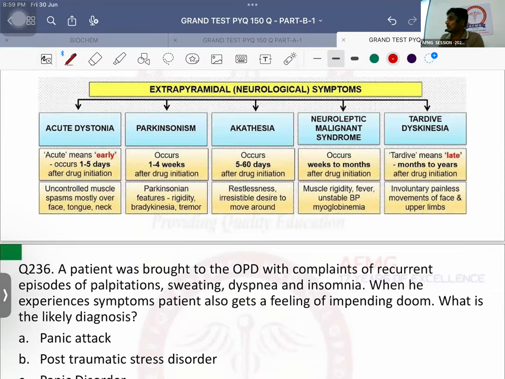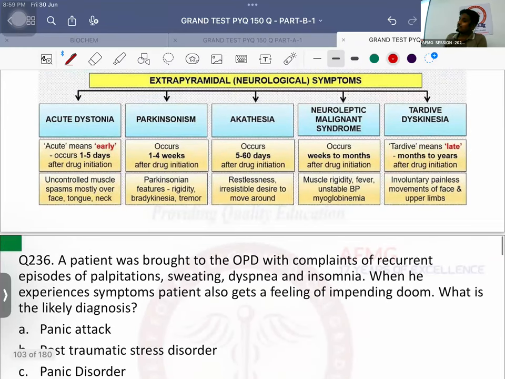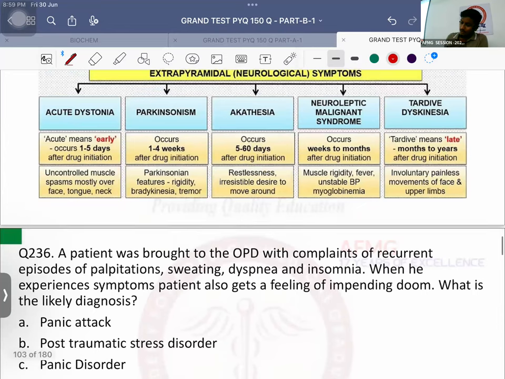Usually it depends on the severity of the patient. Atypical are safer. Therefore, we try to start with the safer, that is atypical antipsychotic. But if the patient is having more psychotic symptoms, then it's better to start with typical antipsychotic. Okay? The side effects can be managed. No issues with this. Because side effects har ek patient mein nahi hota. That's important. Earliest side effect is acute dystonia. Most common side effect is acute akathisia.